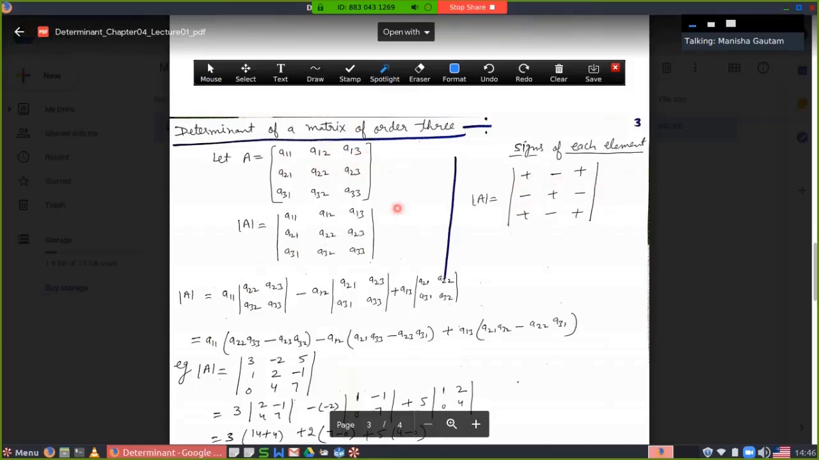In the second row, minus 1 to the power 2 plus 1, minus 1 to the power 2 plus 2, minus 1 to the power 2 plus 3. For the third row, minus 1 to the power 3 plus 1, minus 1 to the power 3 plus 2, minus 1 to the power 3 plus 3. You will get these signs. You have to remember these signs or a pattern to find out the signs.